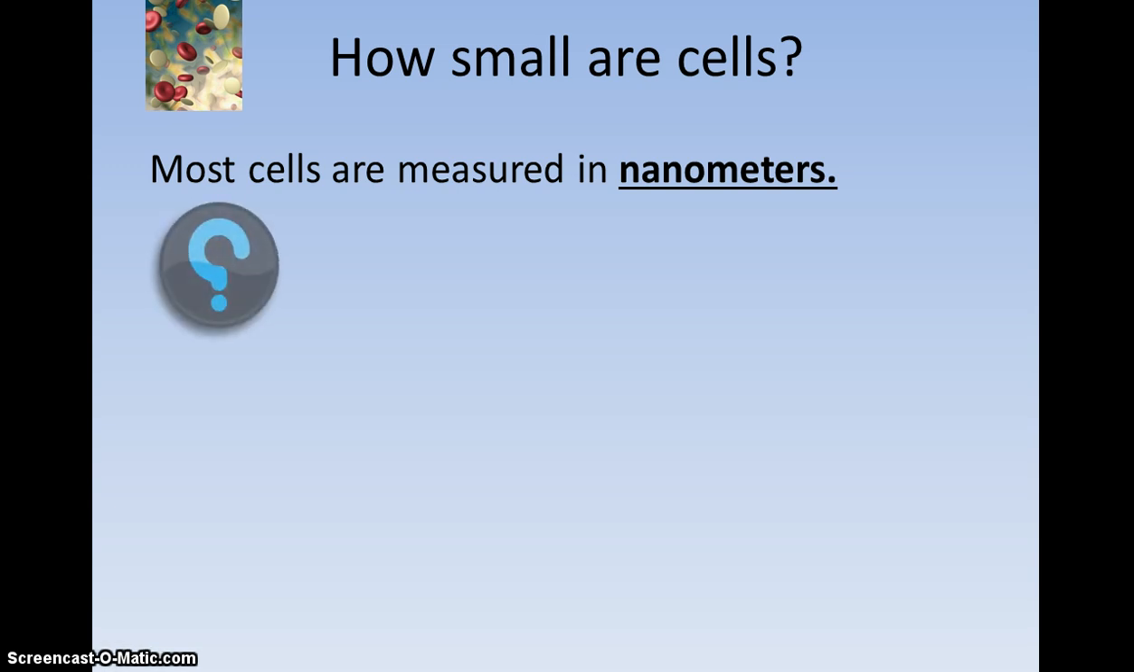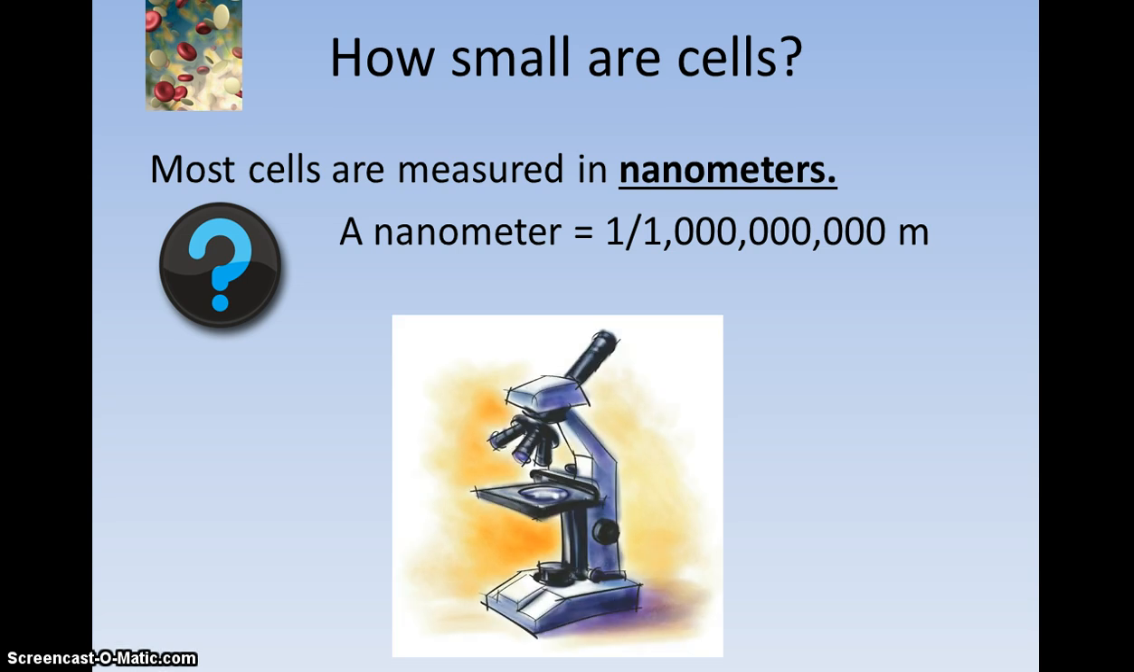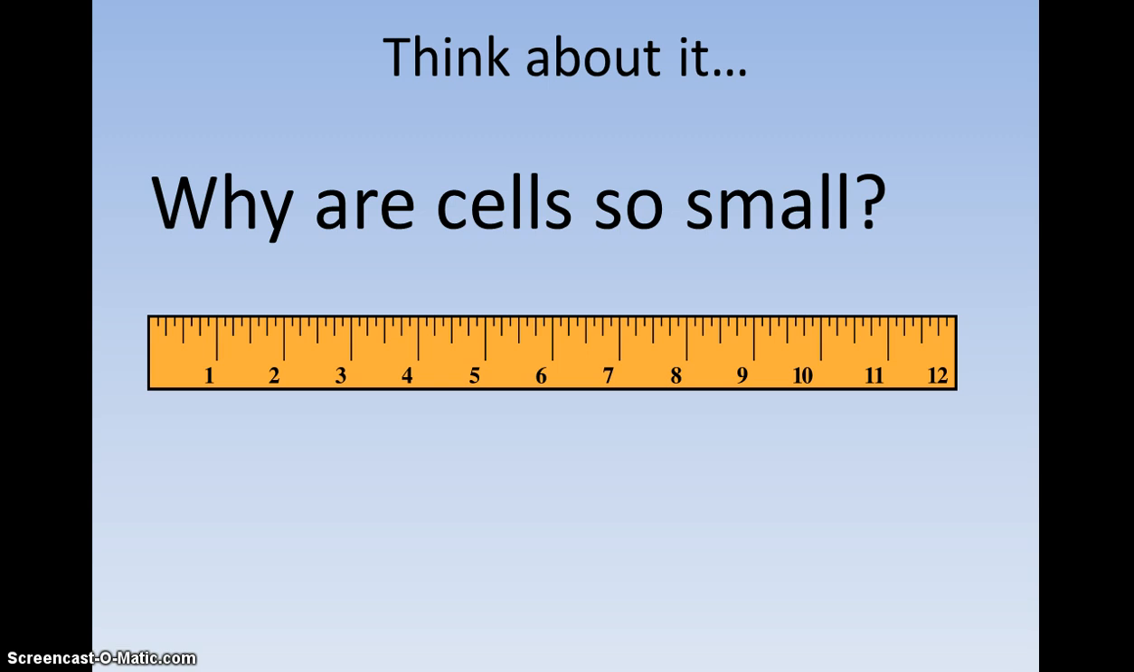So what exactly are nanometers? Well, a nanometer equals 1/1,000,000th of a meter. So it's really tiny. Most cells are so small, in fact, that you need a microscope just to be able to see them. So now I would ask the question once again, why are cells so small? Why do you think cells are so small?